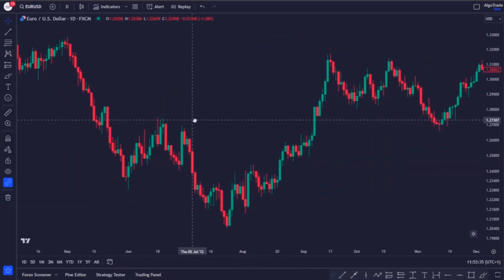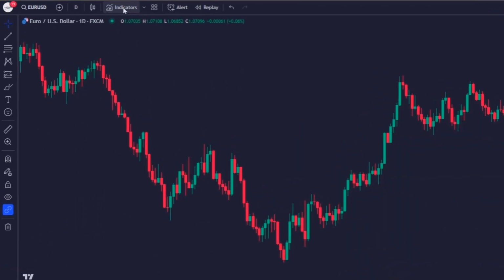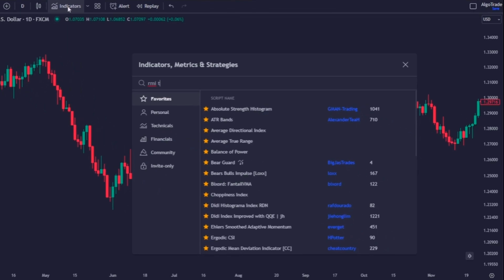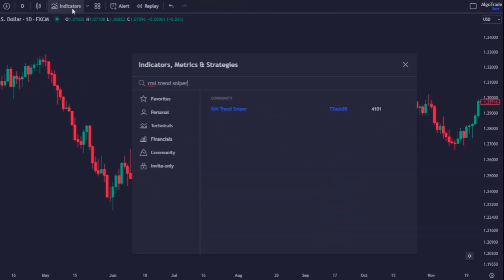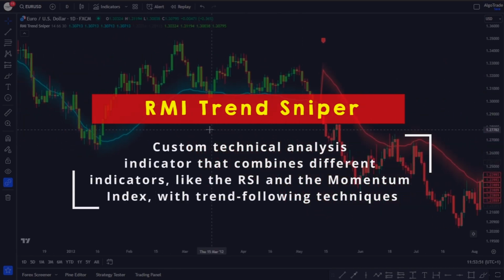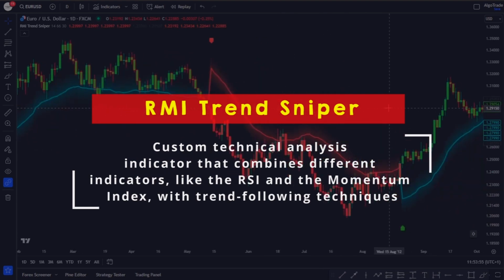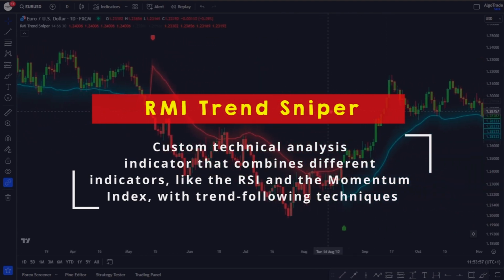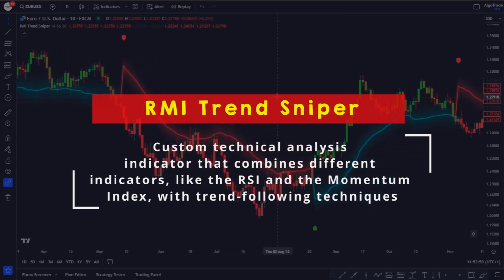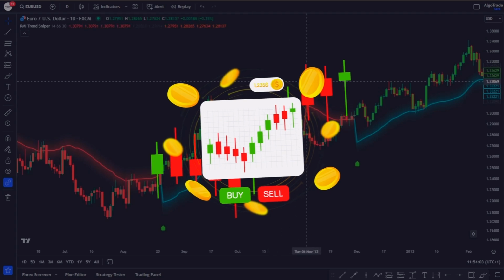So let's start by adding the RMI Trend Sniper to our TradingView charts. First click on Indicators, then type RMI Trend Sniper and you can use this version provided by Zach, which is free. By definition, the RMI Trend Sniper is a custom technical analysis indicator that combines different indicators like the RSI and the momentum index with trend following techniques to identify and confirm potential market trends.